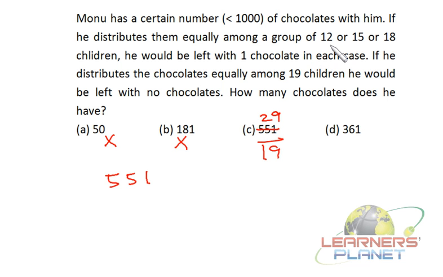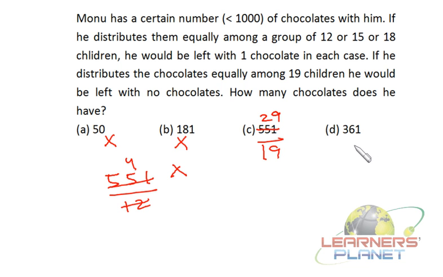Suppose I divide 551 by 12, what is the remainder I would get? Let's calculate. 12 4s are 48. I'm left with 7 and 1. So the remainder is minus 1, that is 11. So it doesn't fulfill the condition. Now we are left with 361 only.